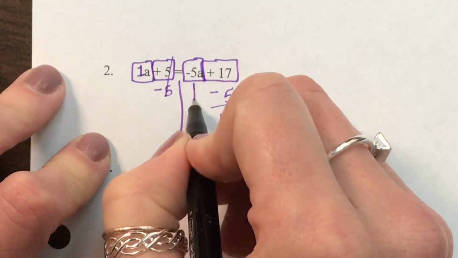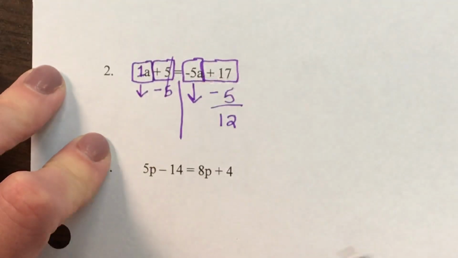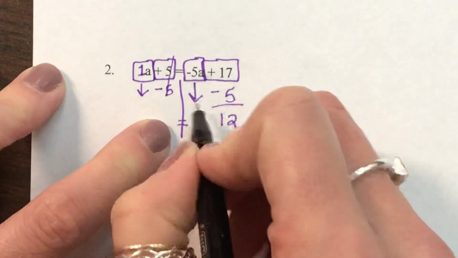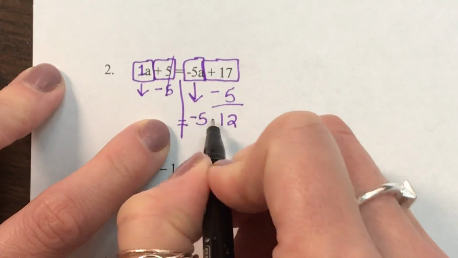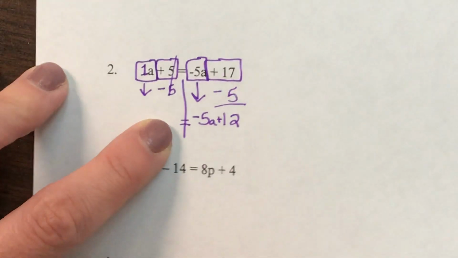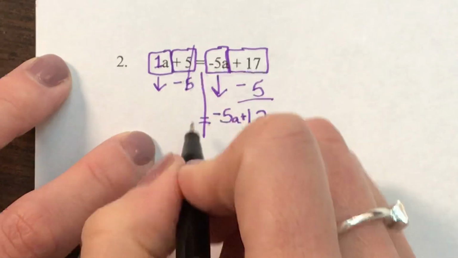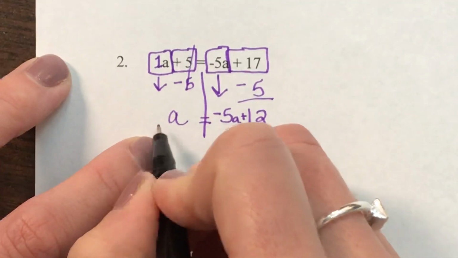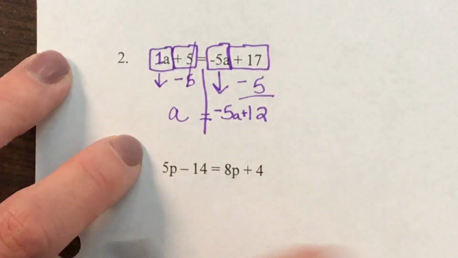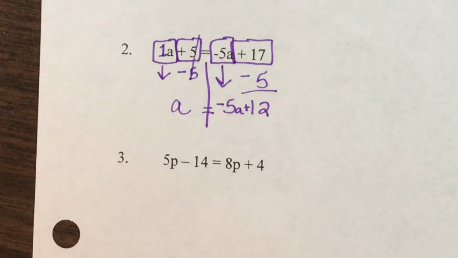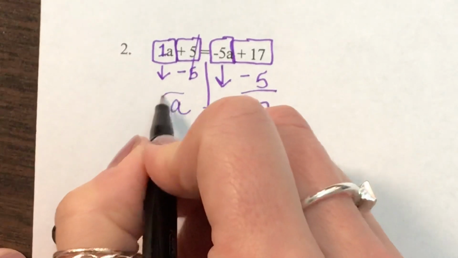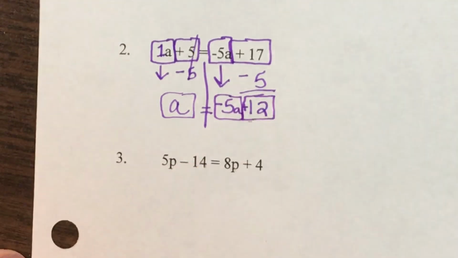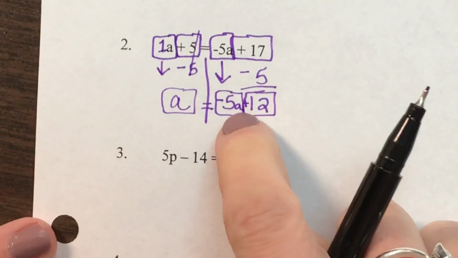Now I need to bring everything else down that wasn't canceled out. Okay, so here's my equal sign. Don't lose your equal sign. -5A plus 12. Sorry, that looks terrible. And then I've got A. I'm just going to leave it A. You can put the 1 in front if that makes you feel better, but I'm going to leave it like that.